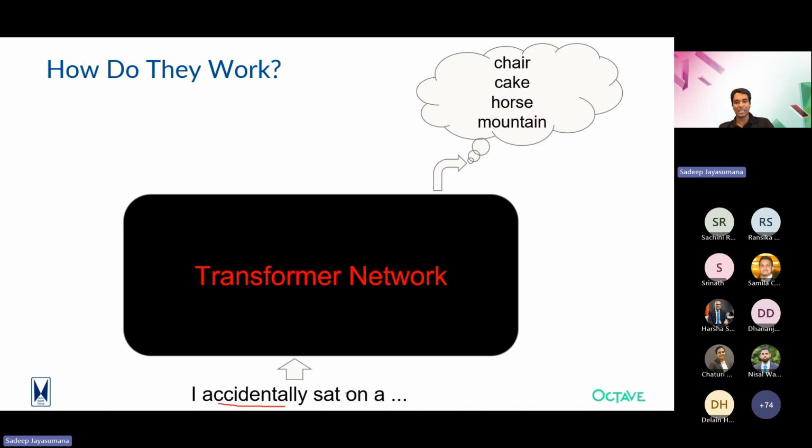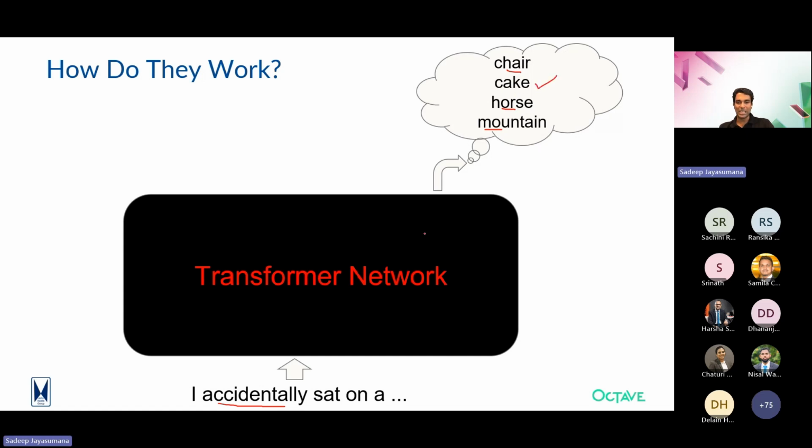Because if you say accidentally sat on a chair, then that's not that interesting, because it's not an accident. You sit on chairs all the time. So maybe cake is more appropriate or more suitable in this context. So the transformer network has to understand all that to produce the correct next word. So mountain, for example, doesn't make any sense. Horse maybe, but it's not something you would accidentally sit on. A chair, again, not an accident. So cake is maybe the most appropriate word.